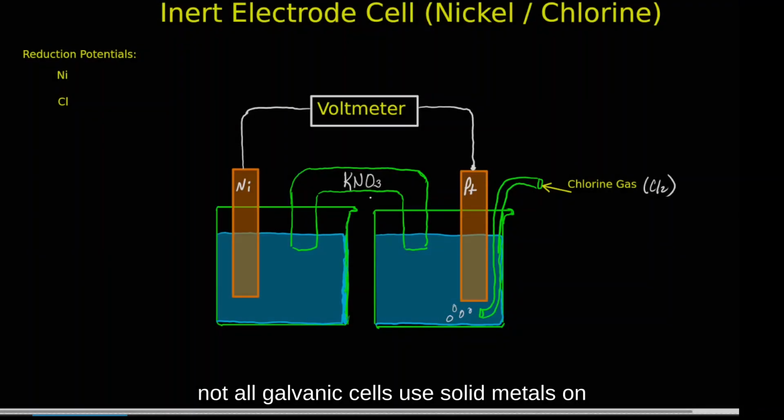Not all galvanic cells use solid metals on both sides. Sometimes one half reaction involves a gas. Because chlorine gas and chlorine ions cannot act as an electrode, an inert platinum conductor is required. Platinum does not react, it simply transfers electrons. So to get started, let's look at our reduction potentials.